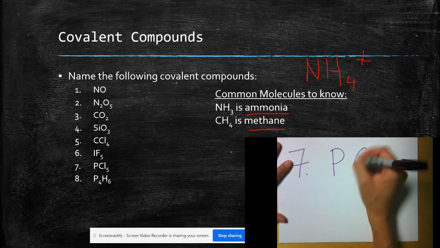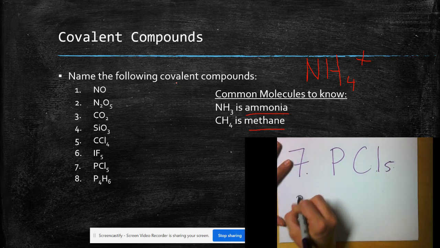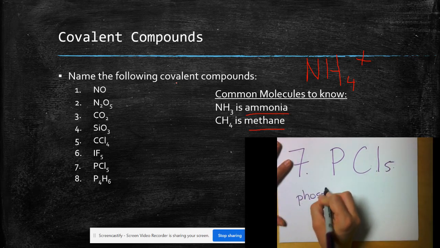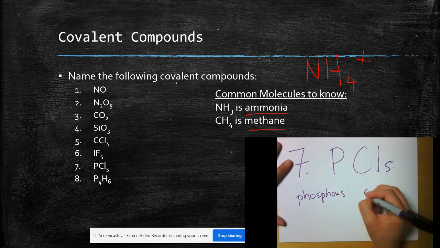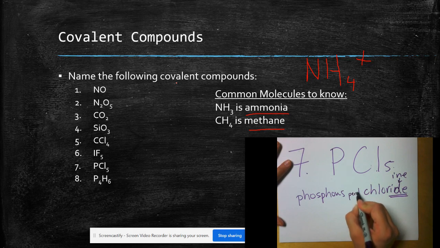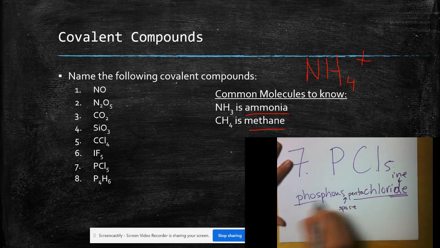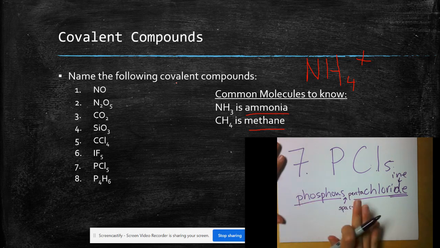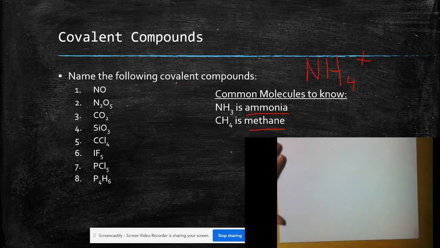We have phosphorus and chlorine. We're going to name the first element, phosphorus. Name the second element, drop the last syllable, add I-D-E. So we change the I-N-E to I-D-E. 5 is penta. We're going to have pentachloride. Again, there's a space just in case it's not clear on how I'm writing it. So phosphorus pentachloride. Last one.